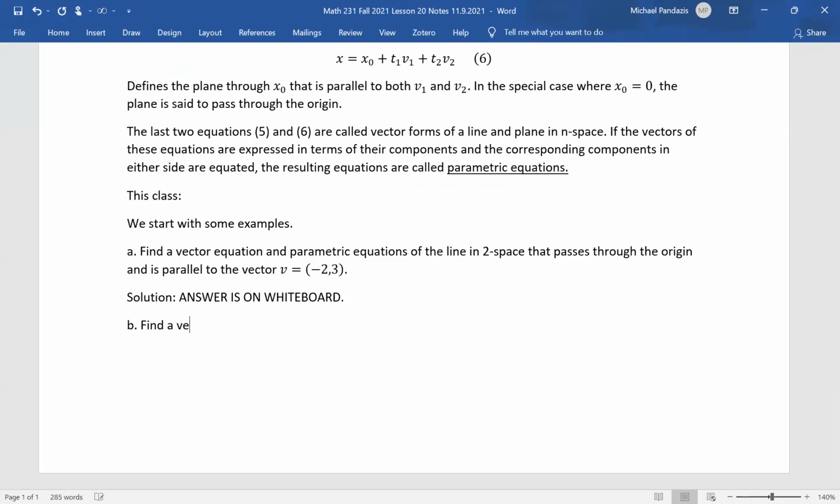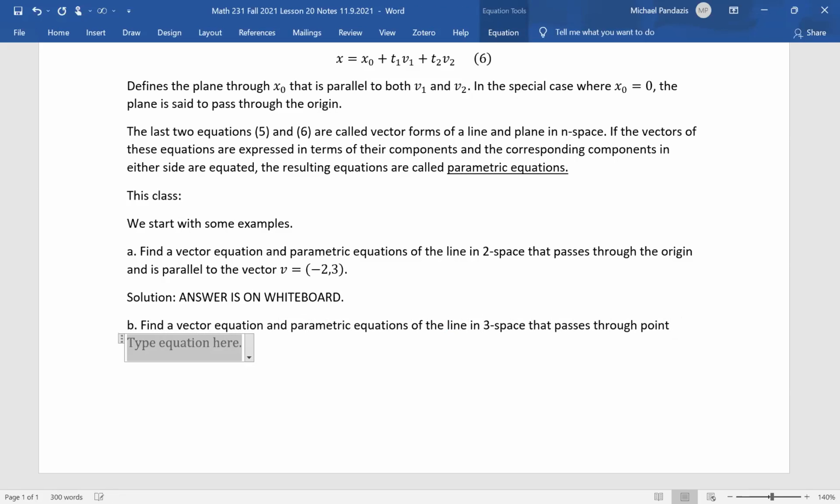For B, find a vector equation and parametric equations of the line in 3 space that passes through the point P naught, which is 1, 2, -3, and is parallel to the vector v equals 4, -5, 1.